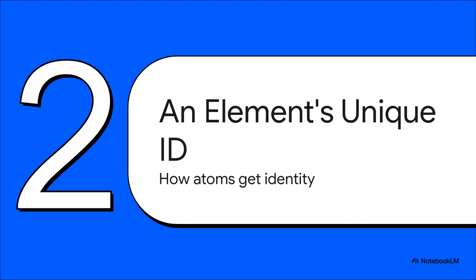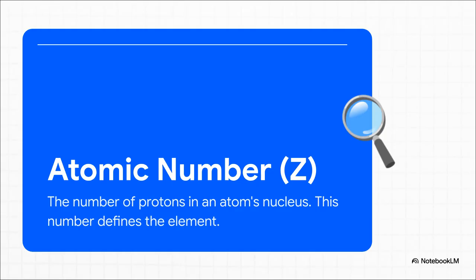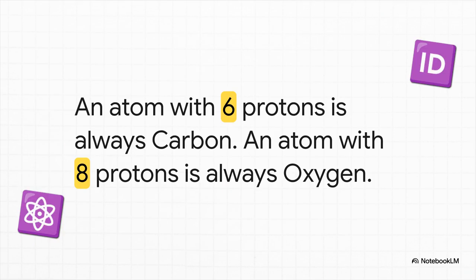All right, on to section 2. So how does an atom of gold know it's gold and not, say, lead? Well, it all comes down to one singular, super important number. And this is it, the atomic number. We call it Z. It is simply the count of how many protons are in the nucleus. That's it. This number is like an element's unchangeable fingerprint. It's the one and only thing that defines what element an atom is. I mean, it's that simple.